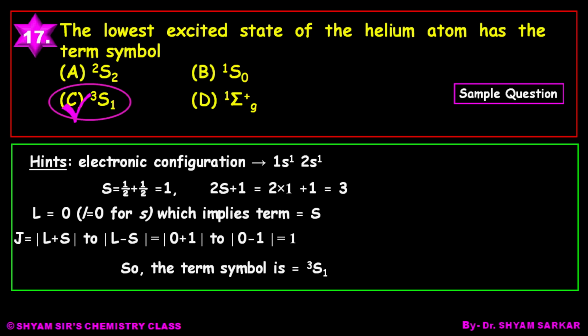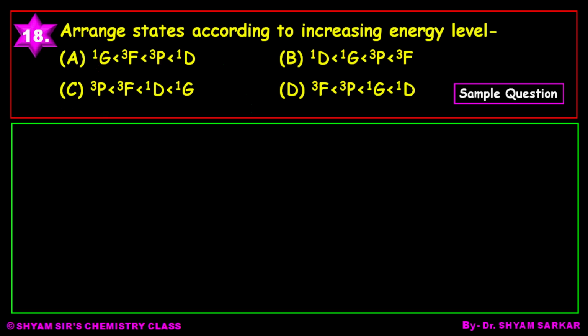Okay. Let's see the next question. Arrange states according to the increasing energy level. There are 4 options, and 4 energy levels are given. You have to arrange according to the increasing energy level. This type of question is slightly different from the other questions. Here I have put it because this is a new type of question, it may also come.